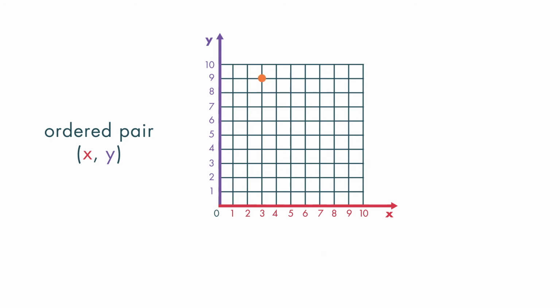A point on a coordinate plane is called a coordinate. What is the ordered pair for this coordinate? This coordinate is right 3 and up 9 from the origin. The ordered pair is 3, 9.